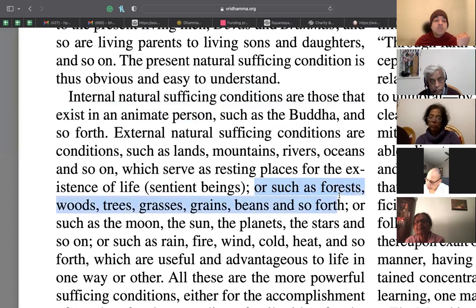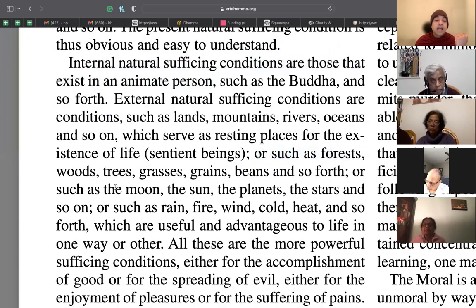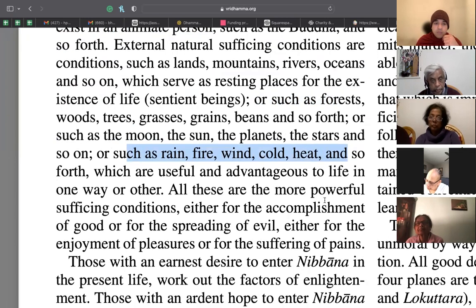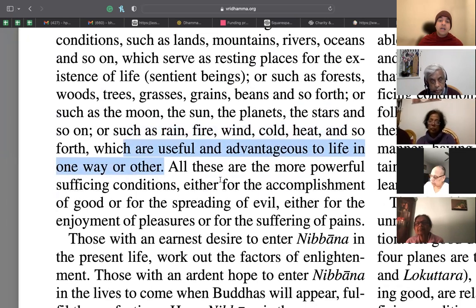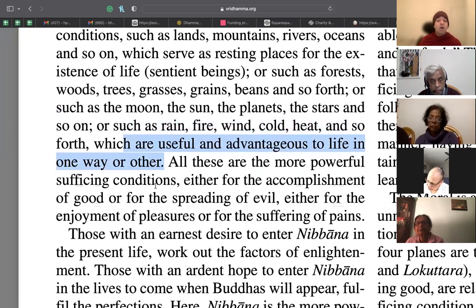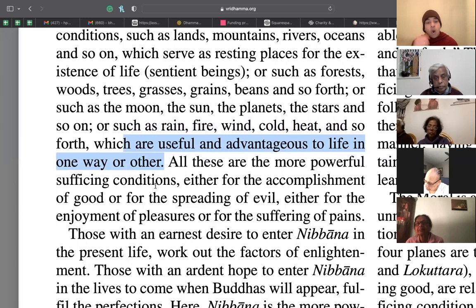Or such as forests, wood, trees, grasses, grains, beans, and so forth. Or such as the moon and the sun, the planets, the stars, and so on. Or such as the rain, fire, wind, cold, heat, and so forth, which are useful and advantageous to life in one way or other. All these are more powerful sufficing conditions, either for the accomplishment of good or for the spreading of evil, either for the enjoyment of pleasures or for the suffering of pains.